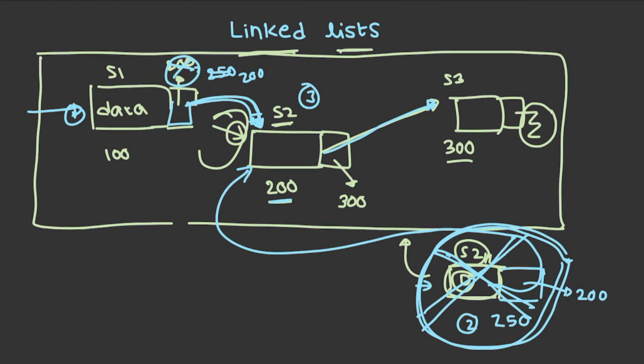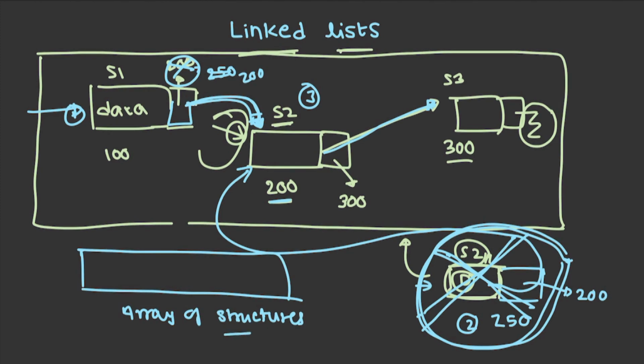Suppose, for example, if you have used arrays to store the information of the students, let's say we have used an array of structures. We know that structures are used to group all the details. So we have used a structure to group all the details of a student, and we have used an array of them: student 1, student 2, student 3. Now a particular student 2 wants to enter our school. His details have to be filled.